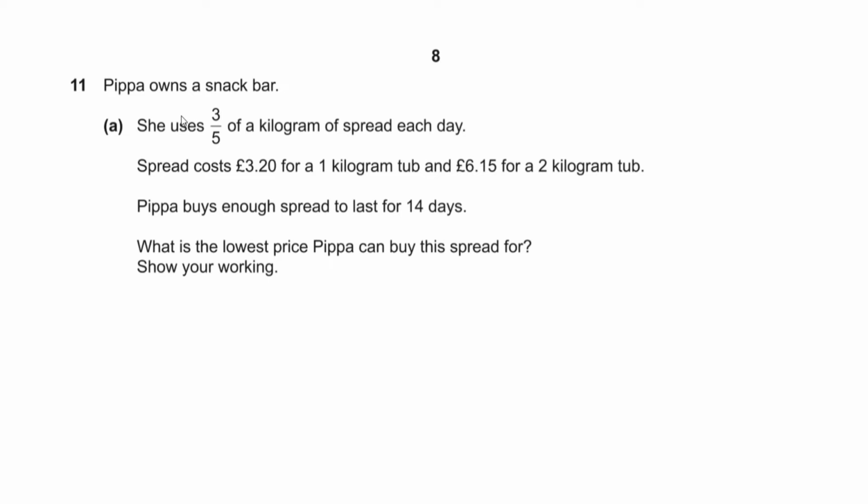Question number 11. Pippa owns a snack bar. She uses 3/5 of a kilogram of spread each day. Spread costs £3.20 for a 1 kilogram tub and £6.15 for a 2 kilogram tub. Pippa buys enough spread to last for 14 days. What is the lowest price Pippa can buy this spread for? Show your working. So, we've got £3.20 for a 1 kilogram tub and £6.15 for a 2 kilogram tub.